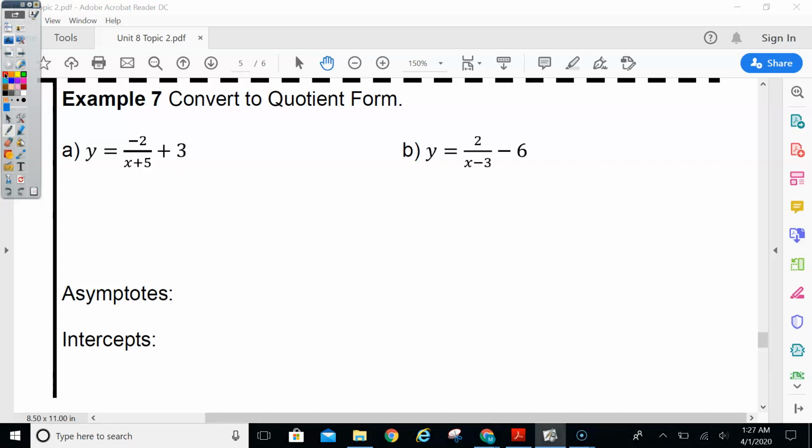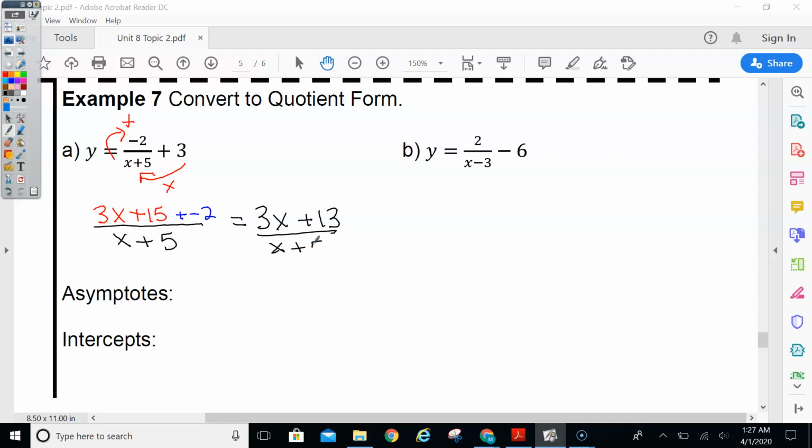So this is the multiply and then add. So you're going to take this, you're going to multiply it, and then add this one. So multiply 3 times the denominator is 3x plus 15. But then I'm going to add the negative 2, which essentially is subtracting in this case. So here I get 3x, 15 minus 2 is 13. And the denominator stays the same, x plus 5. So here's your standard quotient form. And we'll come back for the intercepts and the asymptotes.